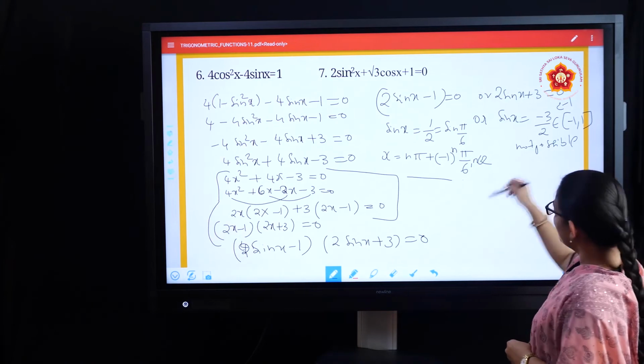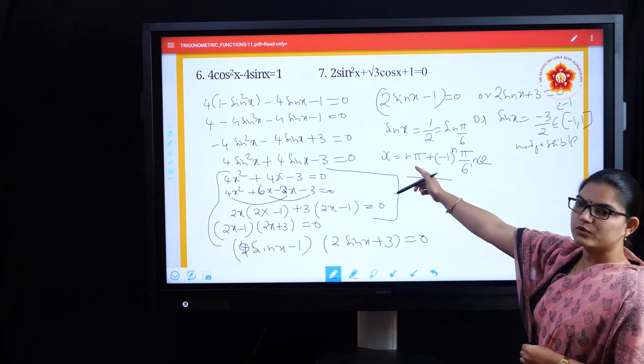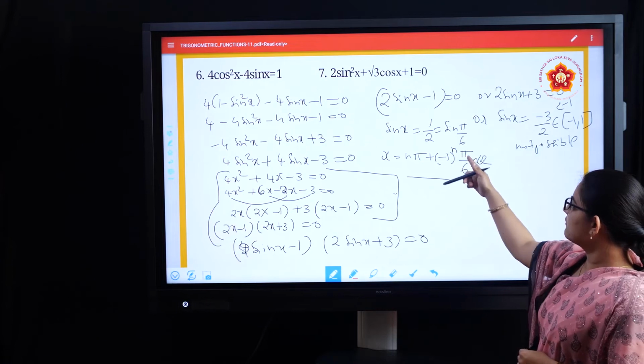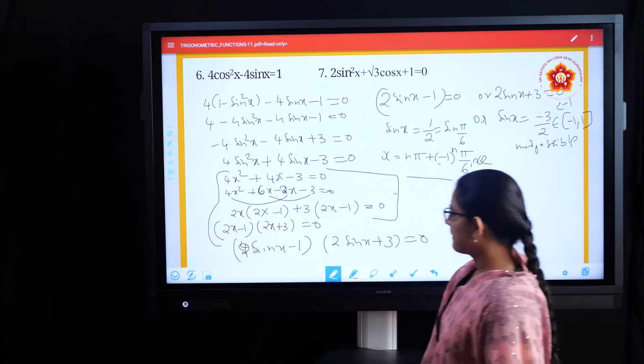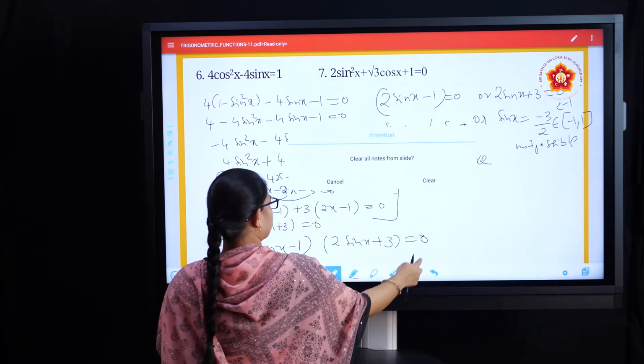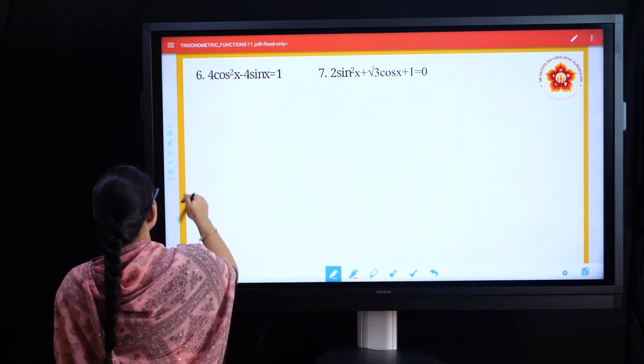So we have here only one general solution, that is x is equal to n pi plus minus 1 power n pi by 6 for n belongs to z. Let us see the next problem.